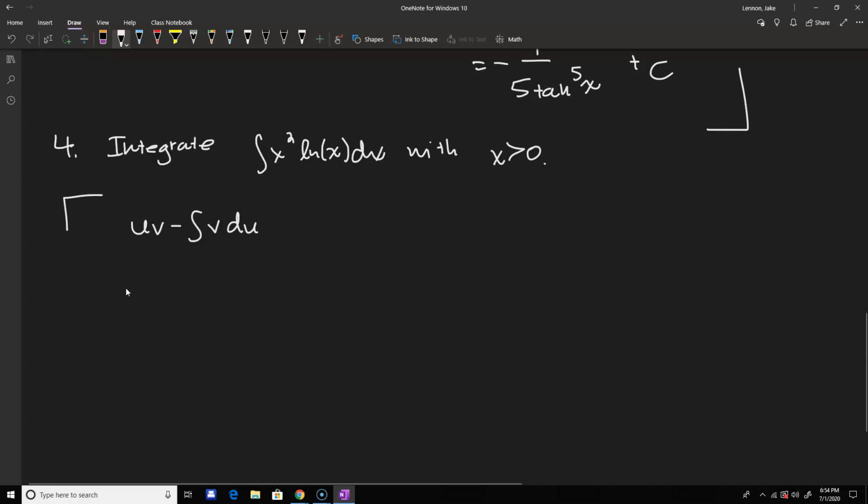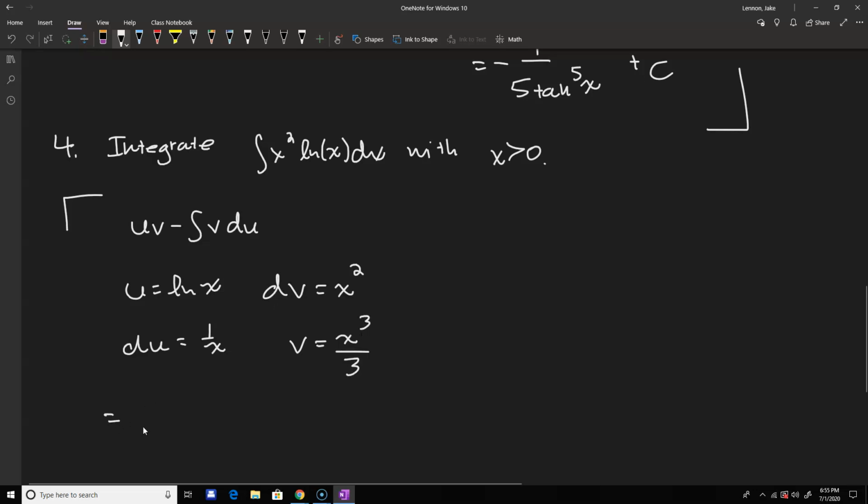So what we're going to do is we're going to let u be the natural log of x. So that would make v be x squared. So du will be 1 over x, and we want to make dv be x cubed. So v will be the antiderivative x cubed over 3.